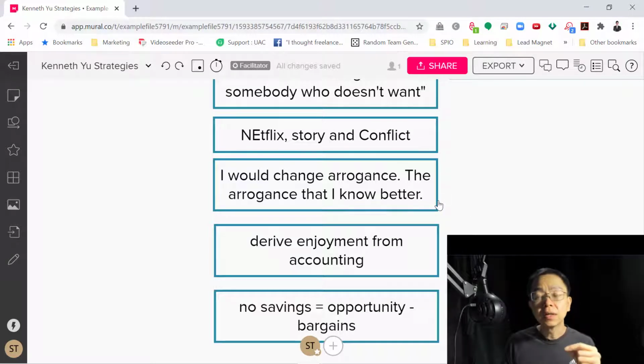I would change arrogance, that I know better. Again, this is also positional contrast, because it forces you to change position. Am I arrogant? Do I know better? And by changing arrogance, maybe it's not surprising to many people, but the expectation is like, what would you change in your business?